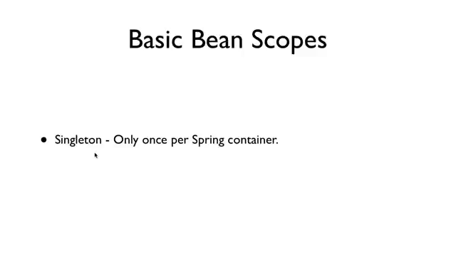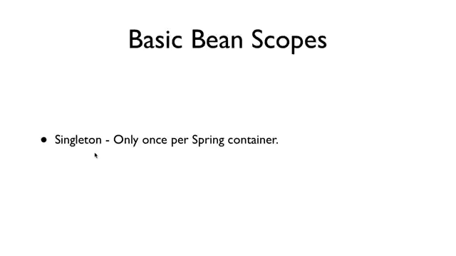There are a couple of differences. We'll look at that. But basically what the singleton means is that once you have a Spring container, once you initialize an application context and then you give it a Spring XML, it's going to look at all the beans in the XML, and it's going to initialize one bean per bean definition.